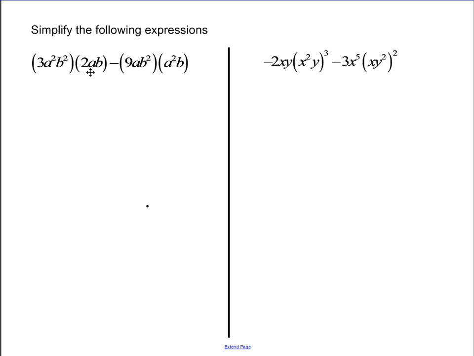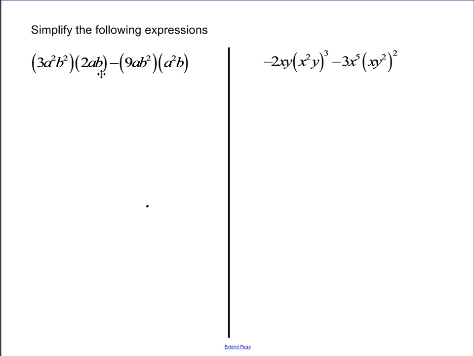Well, it looks like maybe there might be some chance of that happening here, but we won't know until we actually carry out the multiplication. So in fact, in this first expression, we're going to have to carry out the multiplication for these two terms and then find out whether or not we've got any like terms. So let's try it out right here.